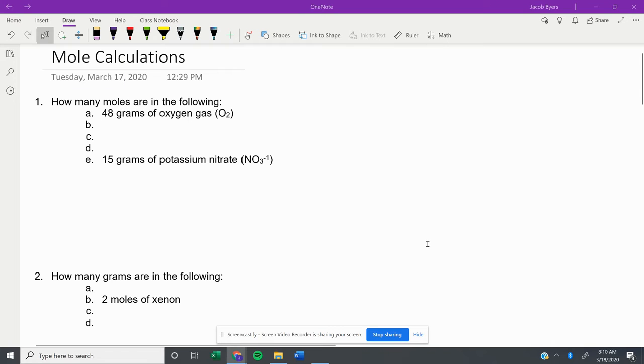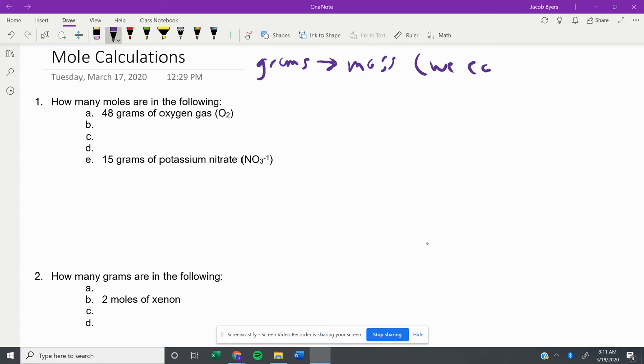Good morning, everyone. For this one, we're going to go through how to go from grams of a substance to moles of a substance. First, I just want to remind you, grams is a unit of mass, and that's what we can measure, right? Put something on a balance, and it tells us how many grams are in a sample we measure.